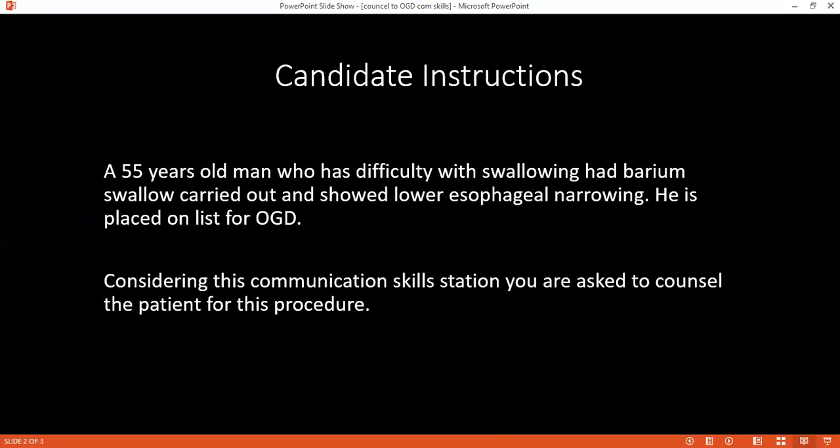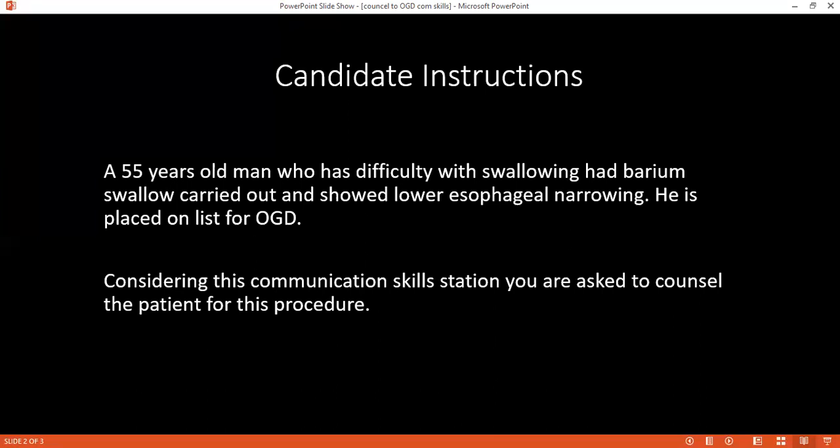Okay, not to worry about it. I will give you the full details regarding it and explain the entire procedure. So OGD is the acronym which stands for esophagogastroduodenoscopy, an invasive procedure wherein a tube which has a camera attached to it is inserted through your mouth and passed down your food pipe into the stomach and beyond that into the small intestine. Throughout this procedure, you will have either local anesthesia or sedation so that you don't have pain during the procedure.